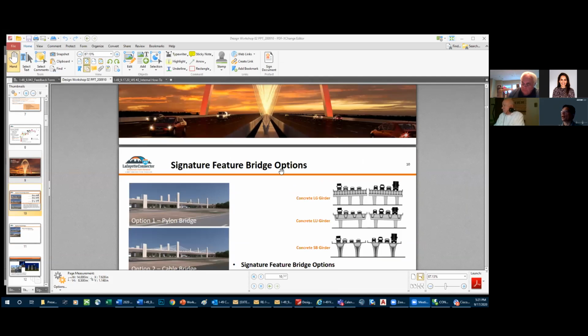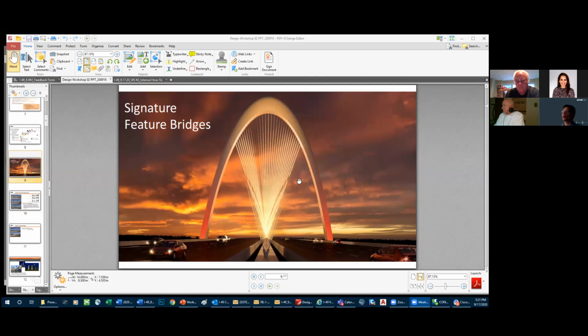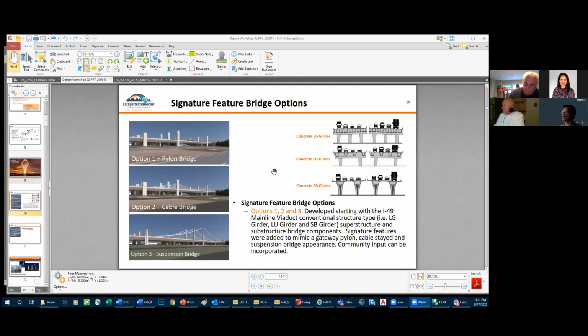So I'm back to the beginning where we're showing the different signature feature bridges. And Gary Magi just now had gone through them at a very high level. I wanted to talk to the graphic and maybe repeat a little bit of what John was saying. So these are the three signature feature types that are not truly structural in nature. In other words, if we take away the pylons and the cable, the viaduct themselves will essentially still be in place and be serving to carry traffic on I-49.